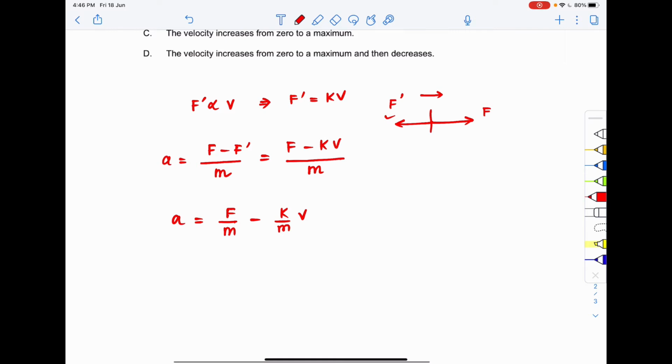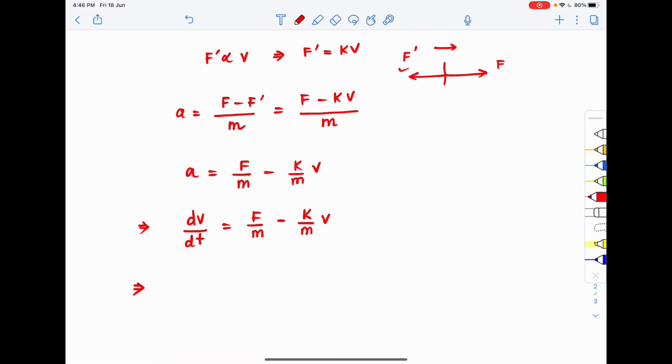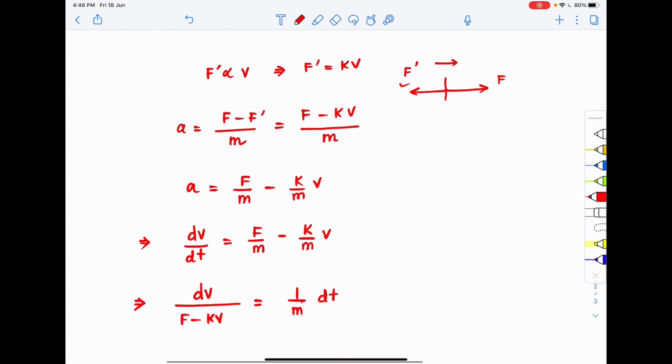Now acceleration can be written as dv by dt, so dv by dt is equal to F by M minus k by M times v. From here I can write dv divided by F minus kv is equal to 1 by M into dt. I am just rearranging the variables. So we got the differential form of the equation.